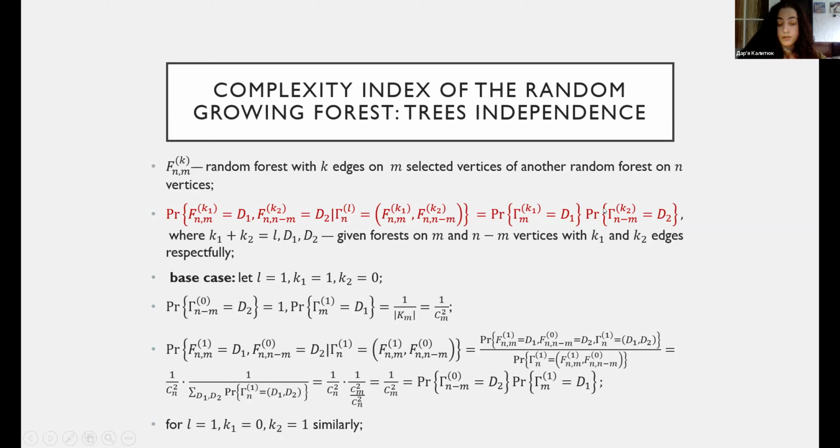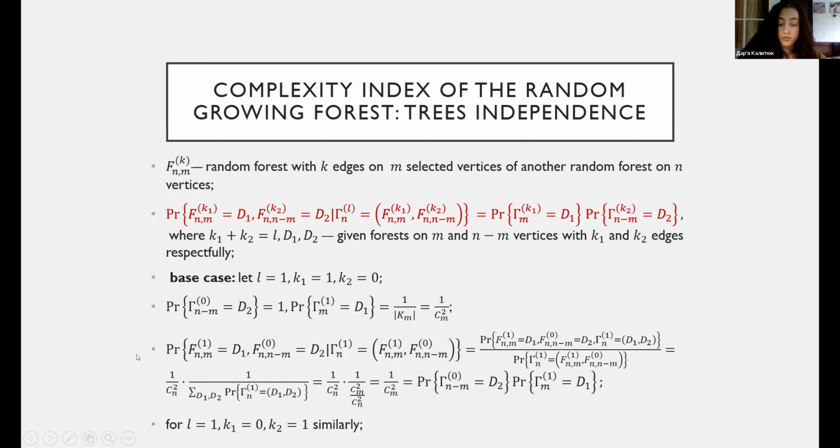We will prove the theorem by mathematical induction. On the base case, let's assume the following initial conditions. It's obvious that the probability of getting a forest with no edges is equal to 1, and the probability of getting a forest with one exact edge is equal to 1 divided by the number of all possible edges in a graph on m vertices.